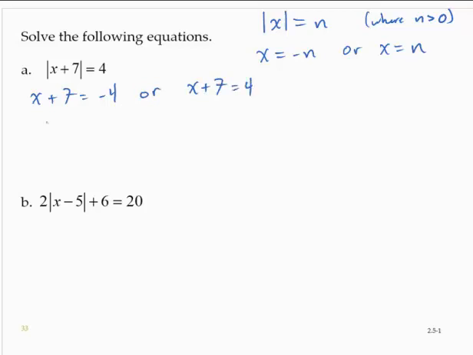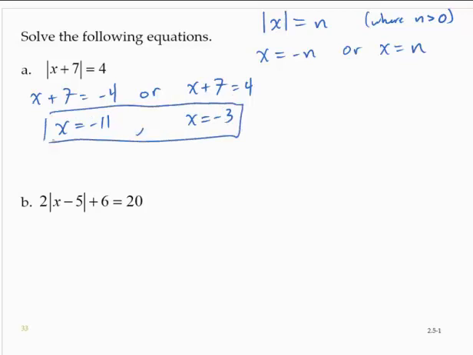Solving these equations is relatively easy. I would subtract the 7 from both sides here, and so x would equal negative 11. Subtracting the 7 from both sides here, x would equal negative 3. So there are two solutions to the equation, and we could easily check them by substituting back into the original statement.